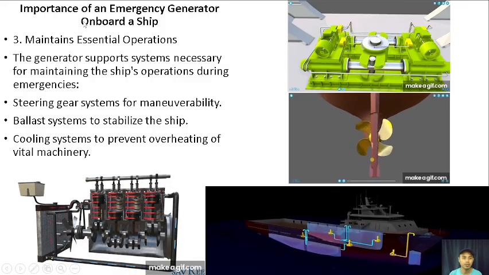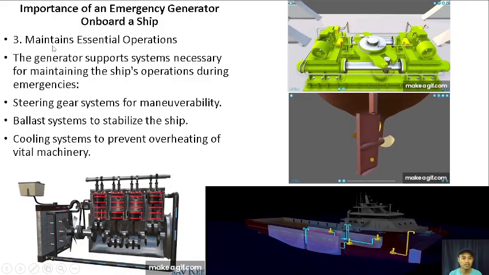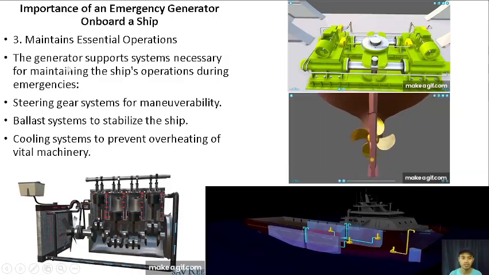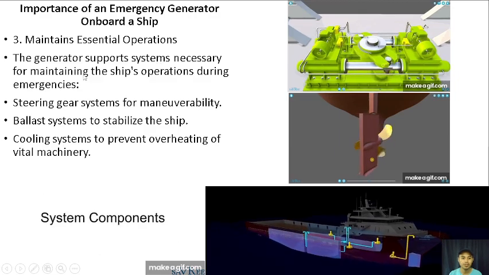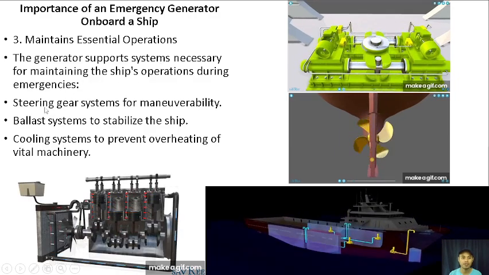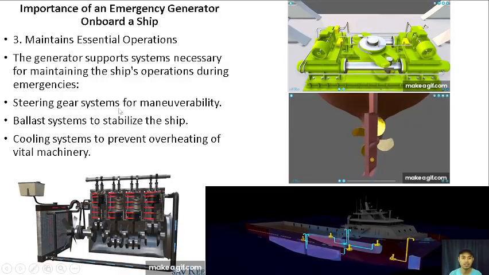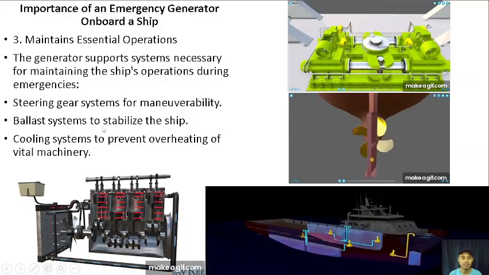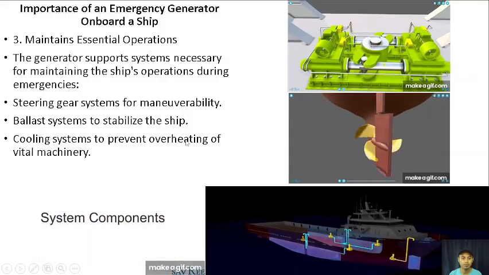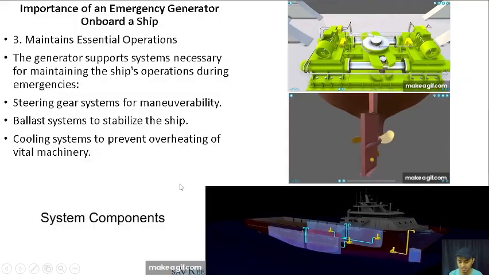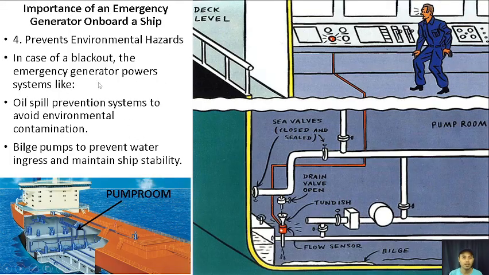Third, the importance of the emergency generator on board ship is to maintain essential operation. The generator supports systems necessary for maintaining the ship's operation during emergencies, for example steering gear number 2 or steering gear systems for maneuverability, the ballast systems to stabilize the ship, and cooling systems to prevent overheating of vital machineries. Fourth, it prevents environmental hazards. In case of blackout, the emergency generator powers systems like oil spill prevention systems to avoid environmental contamination, and bilge pumps to prevent water ingress and maintain ship stability.